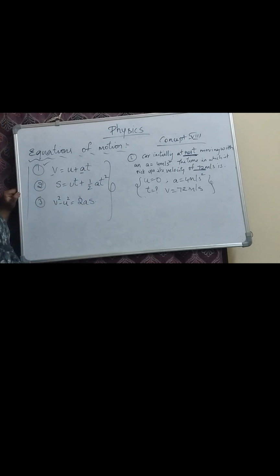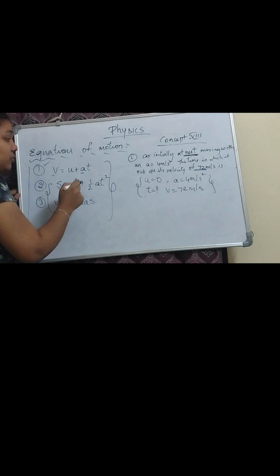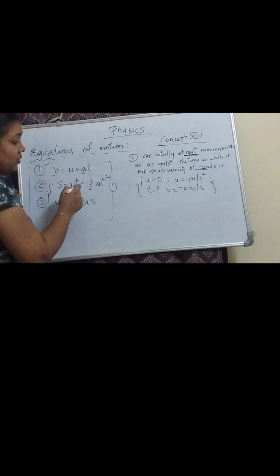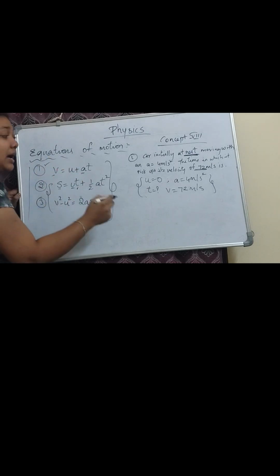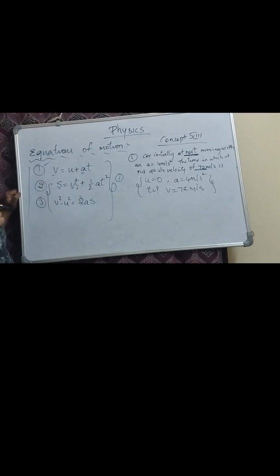You may have another doubt: why don't we use the other two equations? Coming to here, this is S. S is the displacement or the distance. We don't have any distance there. U is 0, and we need to find out T. In an equation, if we have only one unknown parameter, then obviously you can find it using the remaining parameters. But here two parameters are unknown, so we can't use this formula.